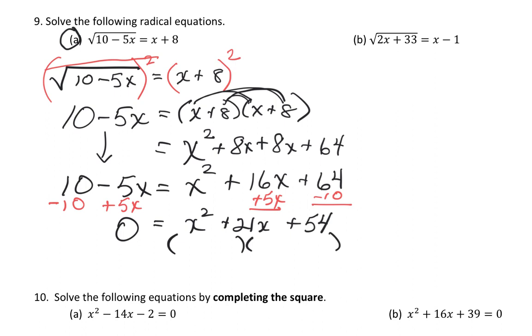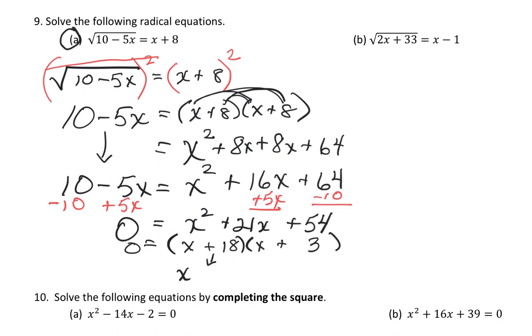Oh, goodness, what would that be? 54, and it's all pluses. That's going to be 18 times 3. And 18 plus 3 is 21, right? So, it factored. I'm running out of room. We solve this, we get 2 possible answers.